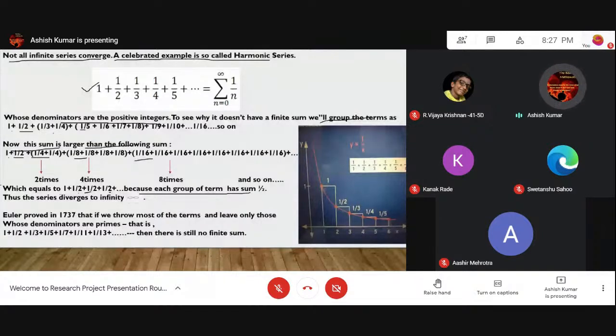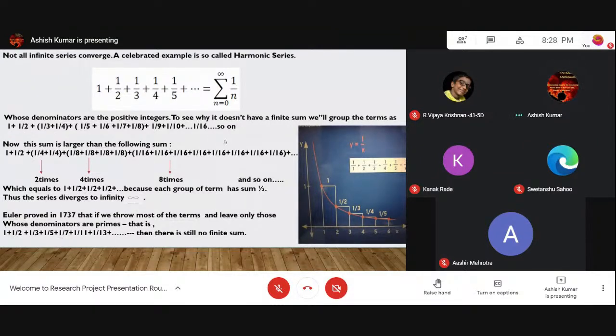Now this is the graph of this sum. As you can see, it diverges to infinity. Euler proved in 1737 that if we throw out most of the terms from this series and leave only those whose denominators are prime, that is 1 plus 1 by 2 plus 1 by 3 plus 1 by 5 and so on, where all the denominators are prime numbers, then there is still no finite sum.